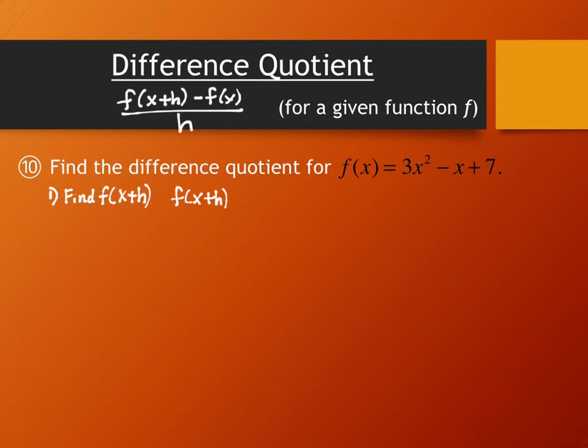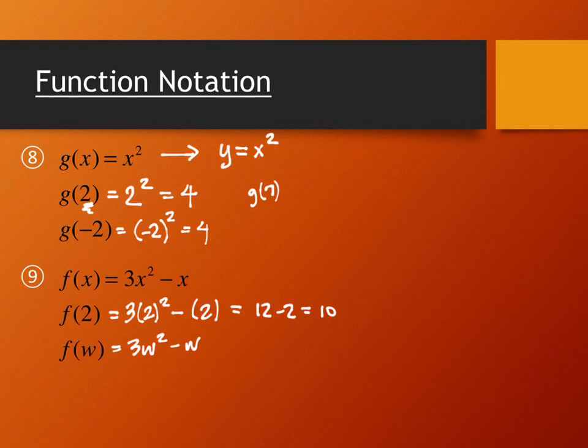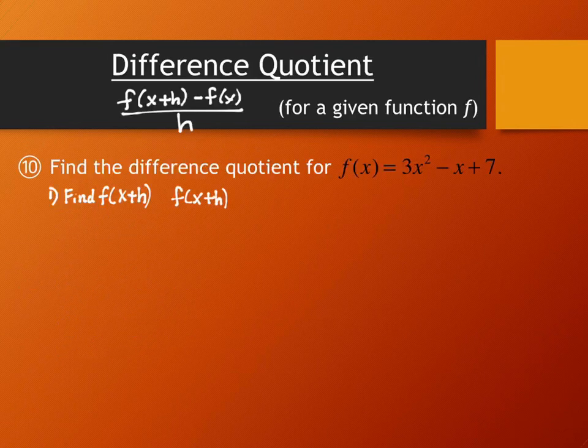Okay. Back on this problem over here, when I had the w, I said, yeah, it feels kind of funny. We're just going to rewrite the w in the place of the x, right? But that's what we did with the 2, isn't it? Just put a 2 in the place of the x. Well, I'm going to put an x plus h in the place of the x. All of it. So I have a 3, and I have an x plus h squared. I just replaced x with x plus h. And then I have a minus, and I have an x plus h inside a parenthesis because it's all replacing the x. And then I have a plus 7.